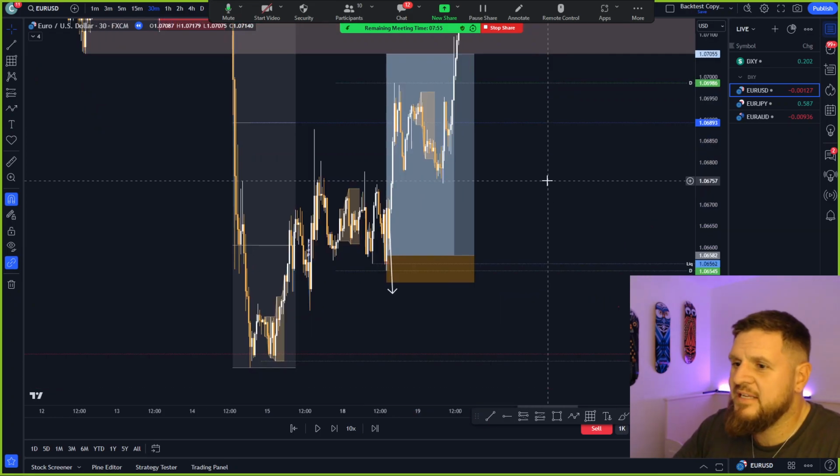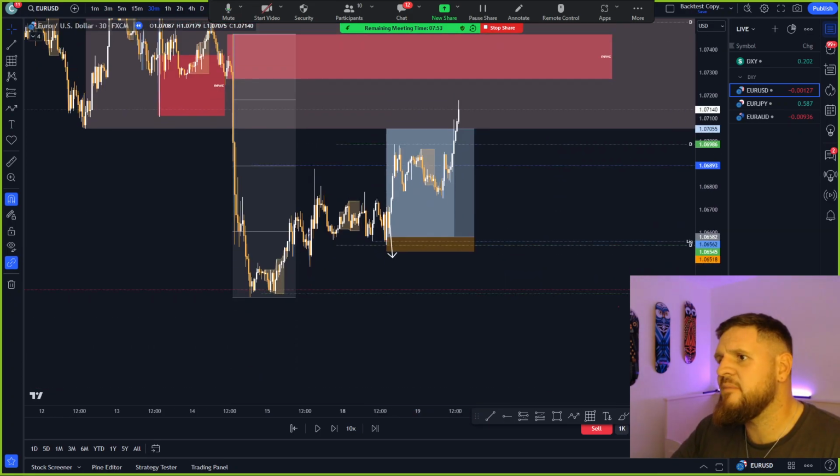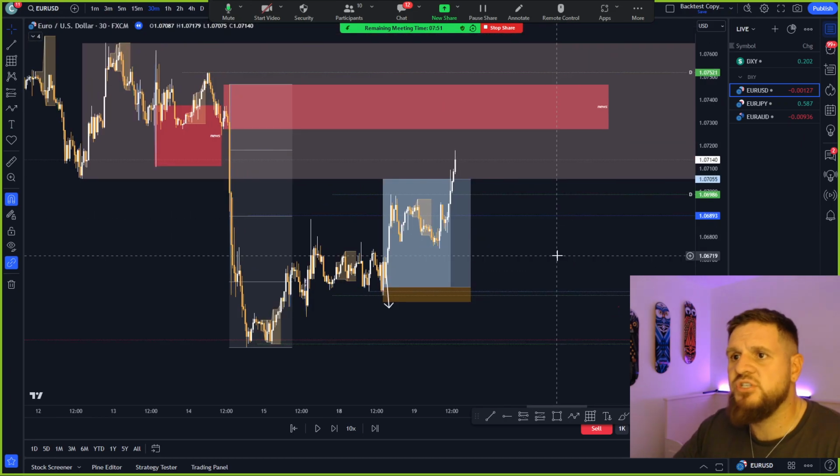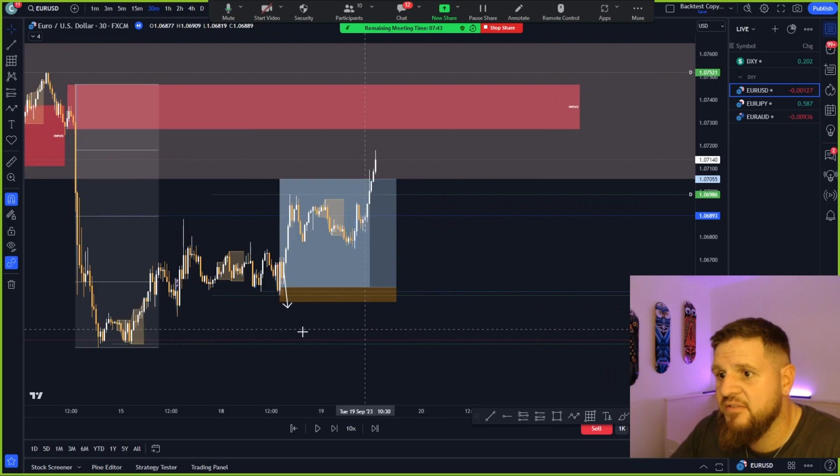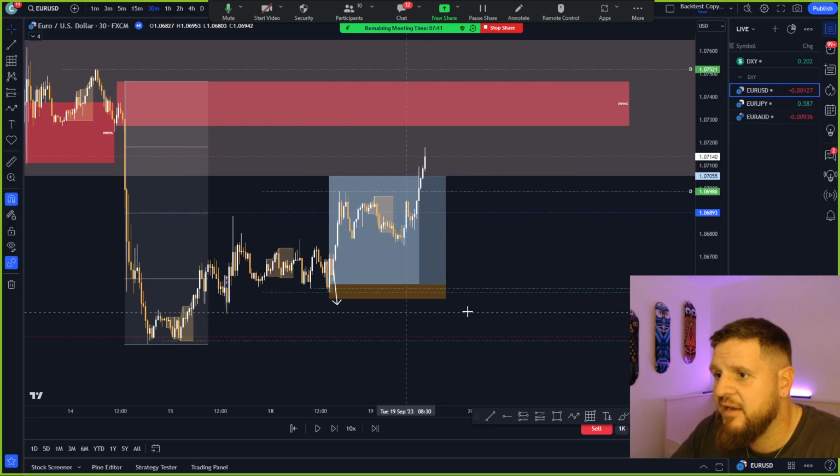In terms of stop loss placement, for me there's no kind of tricks to it really. I'm just looking to place the trade wherever I feel that the trade has been invalidated. And for me, as you can see, on a 30-minute time frame, it would be below that low.